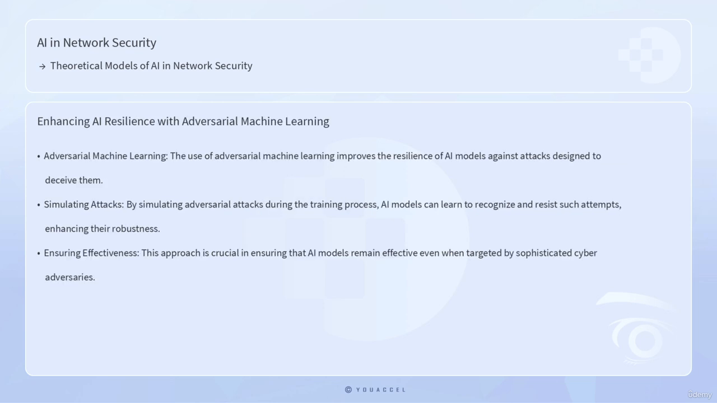Another emerging area is the use of adversarial machine learning to improve the resilience of AI models against attacks designed to deceive them. By simulating adversarial attacks during the training process, AI models can learn to recognize and resist such attempts, enhancing their robustness. This approach is crucial in ensuring that AI models remain effective even when targeted by sophisticated cyber adversaries.